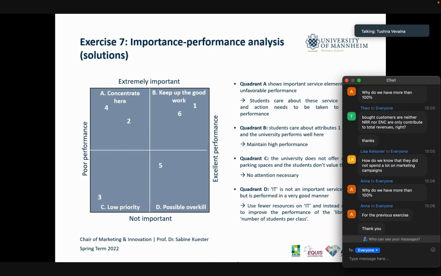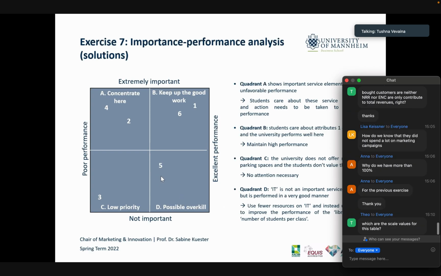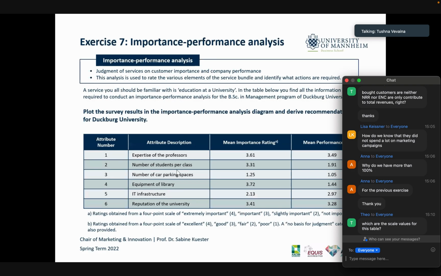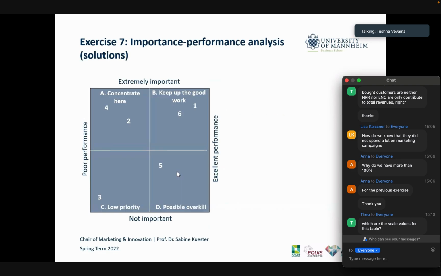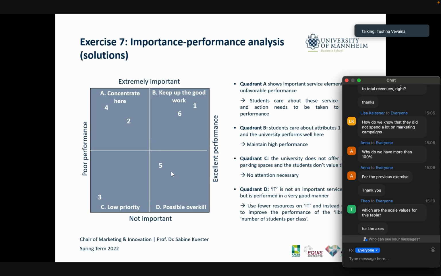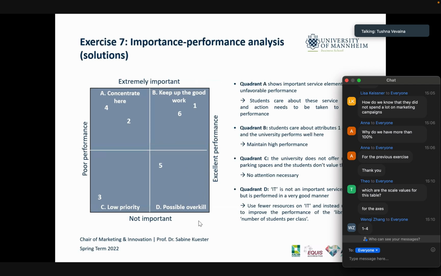For quadrant C, it's a low priority, it's not important and it's not performing well, so ignore it, no attention necessary. And for quadrant D, the performance is excellent, but it's not so important. So the recommendation you could give for 5, your IT infrastructure, is to stop paying so much attention to it and instead focus on what fell into 4 and 2 and try to bring up those performances, because those are important. So instead of IT services, improve the number of students per class or your library facilities to improve your entire performance analysis.